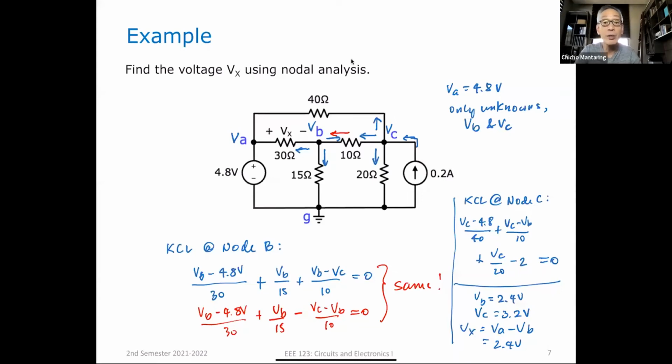Are there any questions with regard to this example? Is that 2 or 0.2? Sorry, you're right. Thank you very much for pointing that out. This is 0.2. Sorry. Okay. Any other questions?